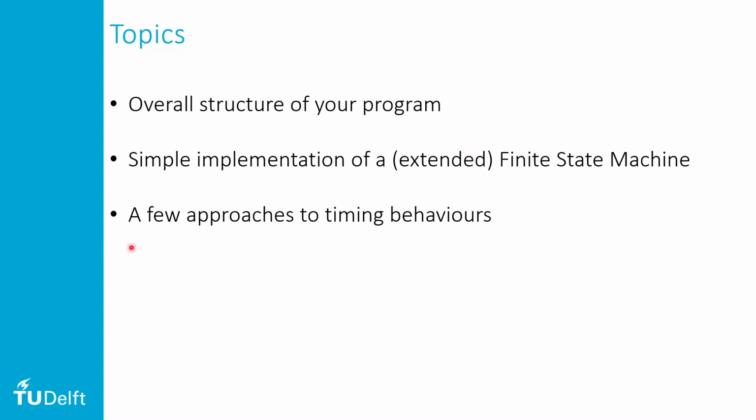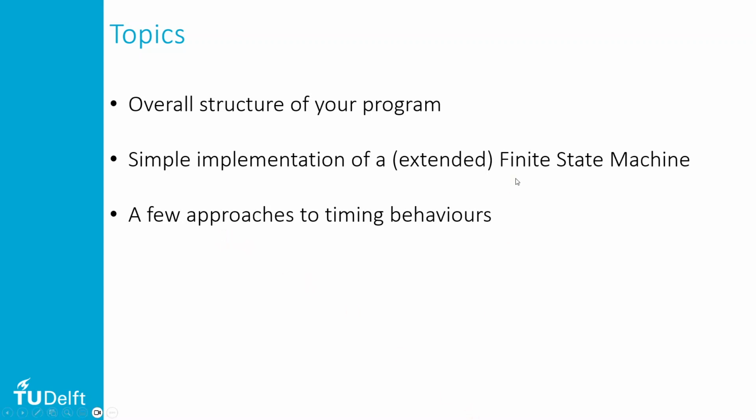And then I'm also going to talk about a few approaches that you can use for timing behaviors. So checking sensors at a certain rate, updating your control loop at a certain rate, getting a value that is a function of time, like sine of something or cos of something, those sorts of things.